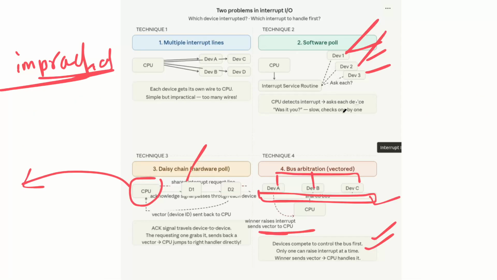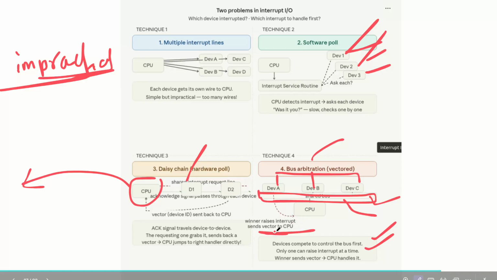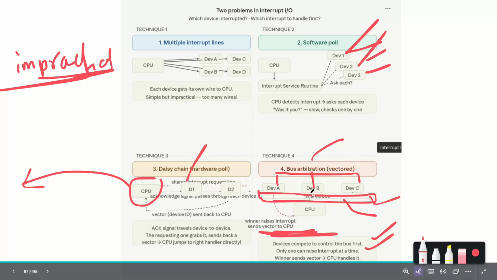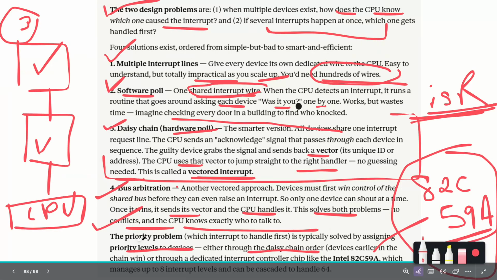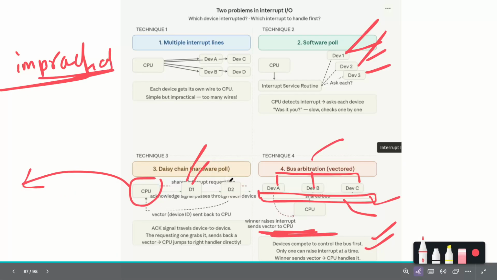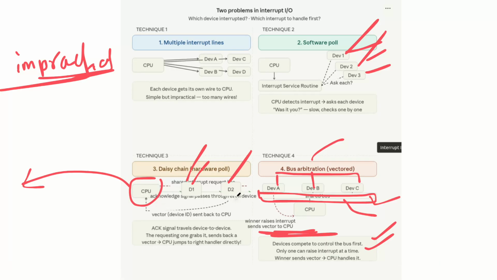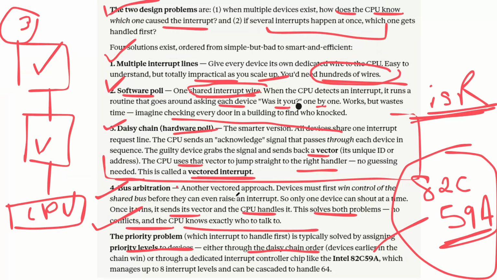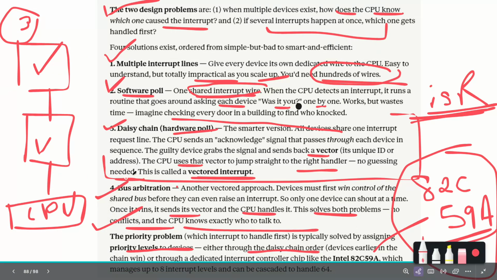So only one device at a time can send the interrupt, because before sending the interrupt it has to compete to control the bus first. Then only one device raises the interrupt, and it sends its vector to the CPU so the CPU can handle it. The priority is like each device has a priority, arranged in a daisy chain, or through an interrupt controller chip like the Intel 8259A. So this is how the problems are basically solved. Thank you.